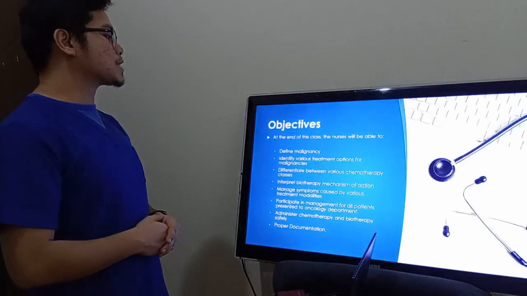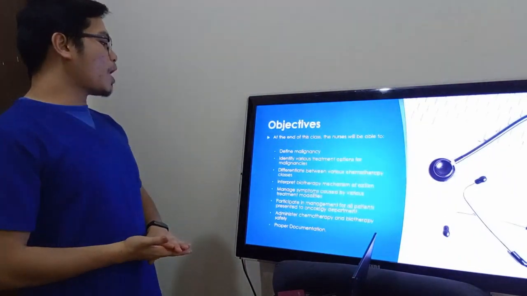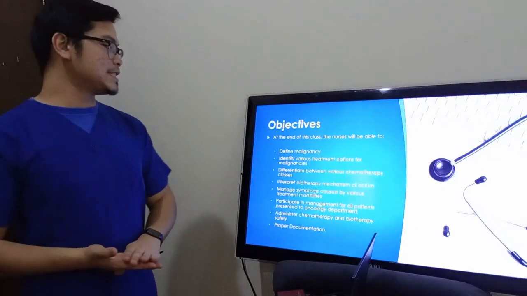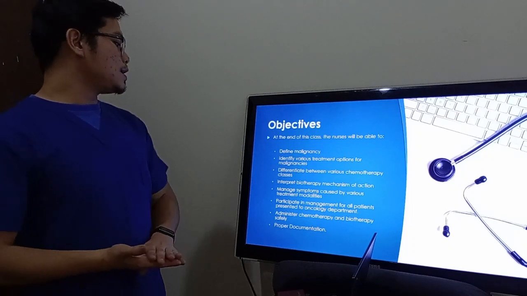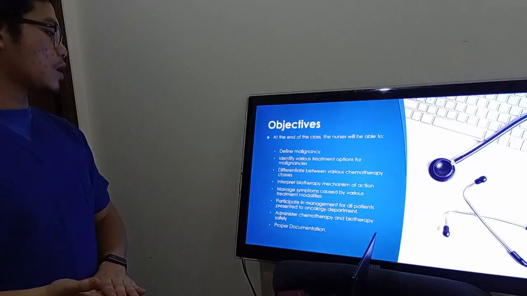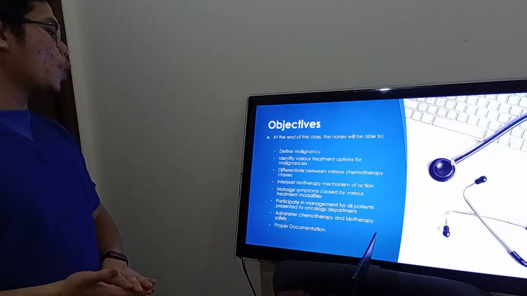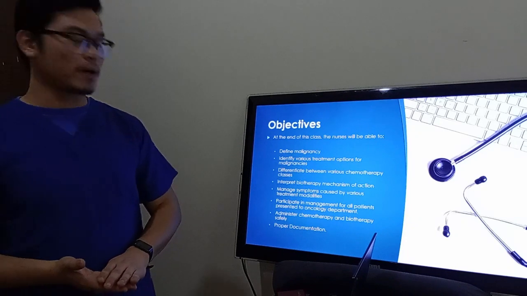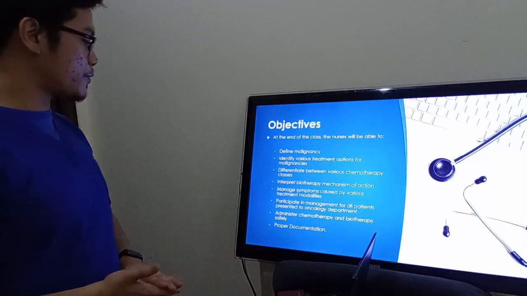Objective: at the end of this class, the nurses will be able to define malignancy, identify various treatment options for malignancies, differentiate between various chemotherapy classes, interpret biotherapy mechanism of action, manage symptoms caused by various treatment modalities, participate in management for all patients presented to the oncology department, administer chemotherapy and biotherapy safely, and do proper documentation.